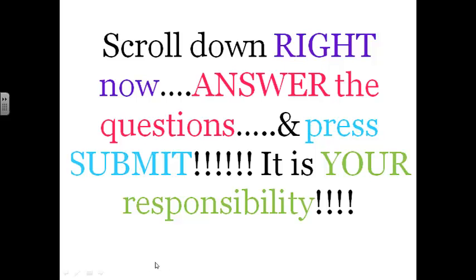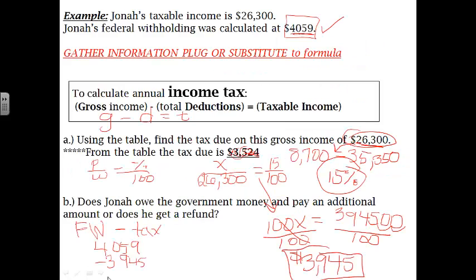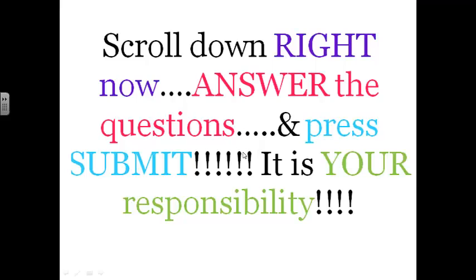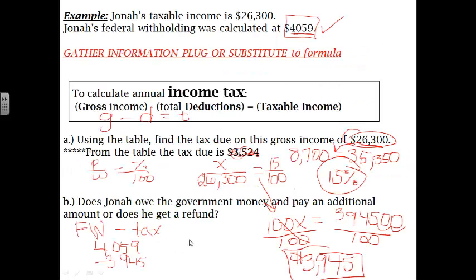3,945. Now mine's not lined up very good. Oh goodness, mine's not lined up very good. Good grief. Okay, sorry guys. Okay, so what would I get? Okay, I got a positive $114. So that's, the government owes him money. So he's in good shape. He's already paid his federal withholding, and he only got taxed this much. So this is how much is left over.